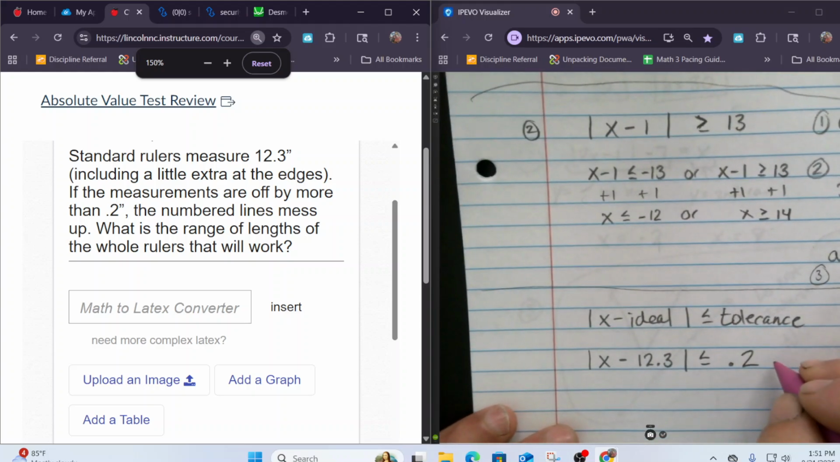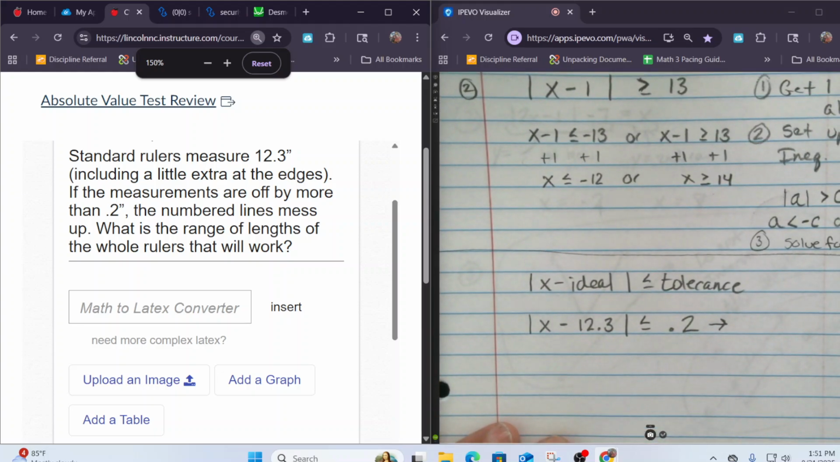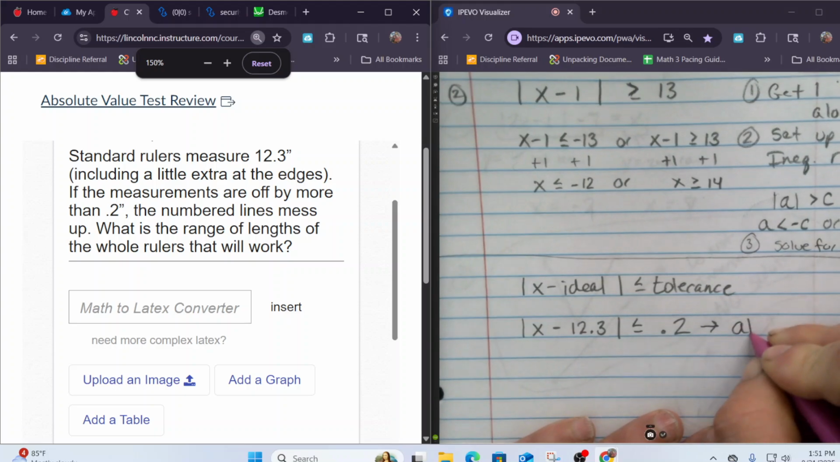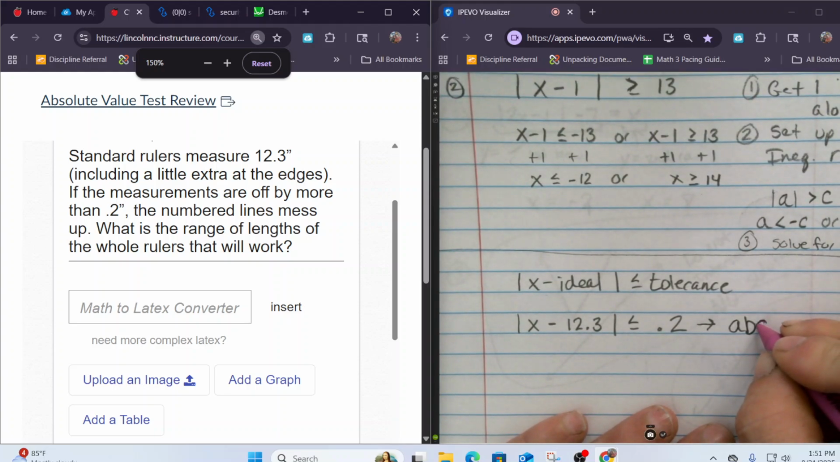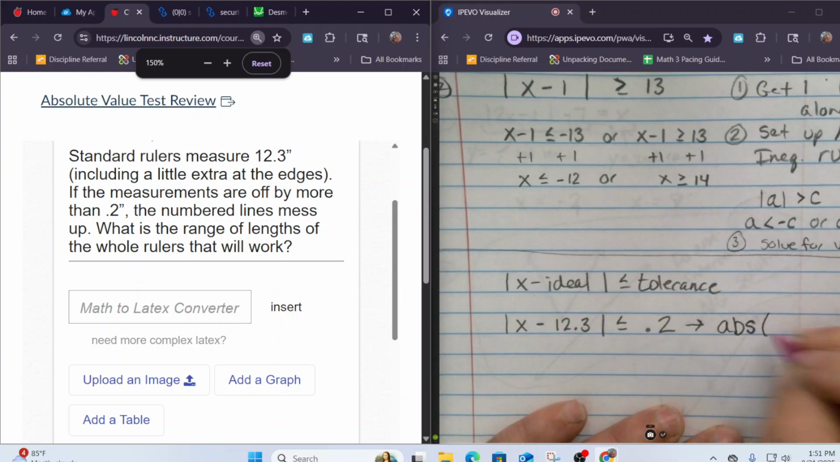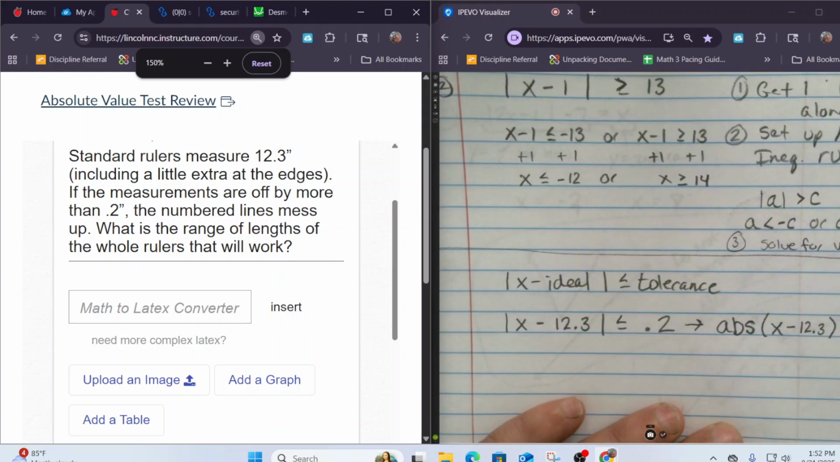Now, this is going to be the next question, but I'm going to go ahead and show you how to write it to make it the Delta Math take it. You're going to use the letters ABS. If you don't have this, just make sure you sometime today get how to write it in there. So you're going to type in the letters ABS, open parenthesis, and ABS stands for absolute value. X minus 12.3, close parentheses.